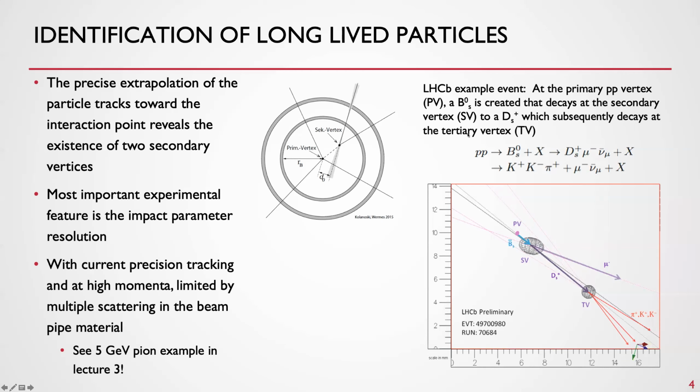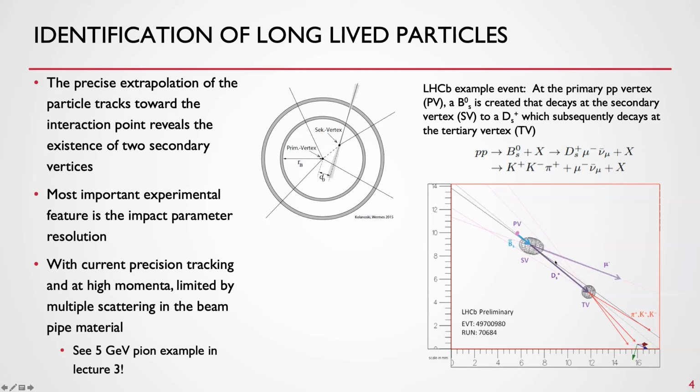Secondary vertex identification is particularly critical in experiments that target the physics of B mesons. For example, the LHCb experiment. Here, that example shows a primary vertex that's shown here at the pink dot. A B_s^0, a neutral B meson, is created that decays at the secondary vertex that is shown here.